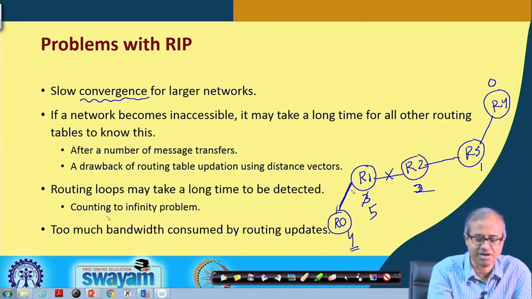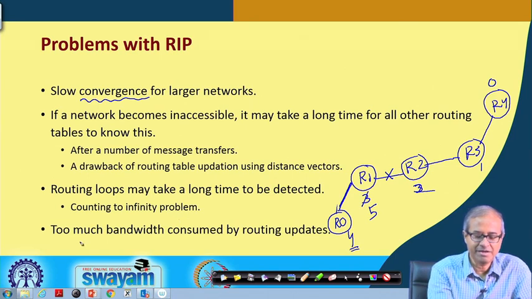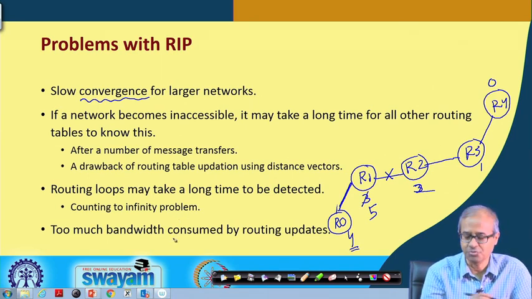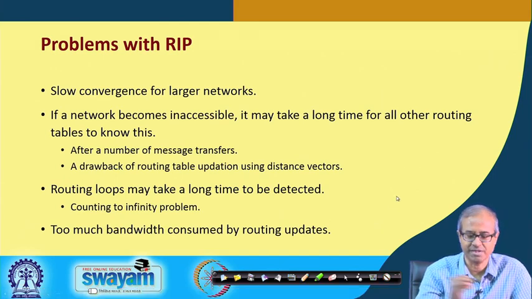This is sometimes called the counting to infinity problem, and this becomes very slow, and too much bandwidth gets consumed due to the routing updates. These are some of the drawbacks.